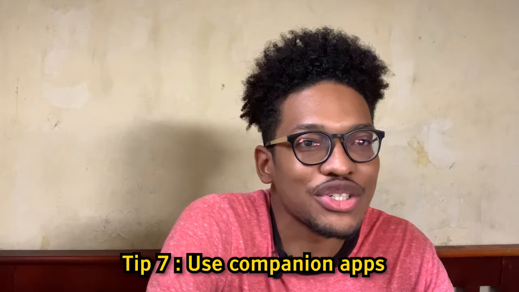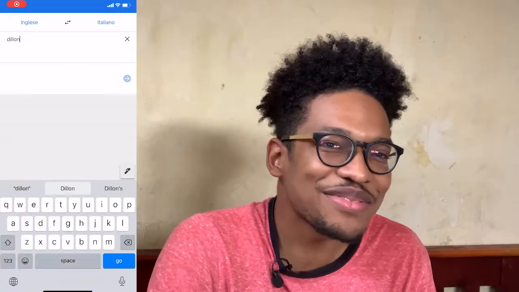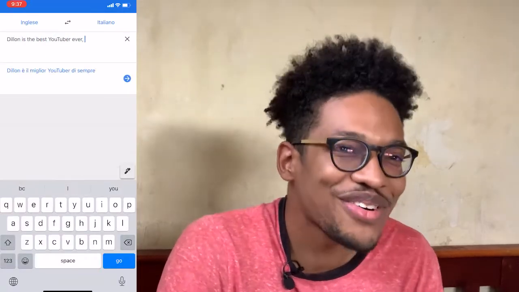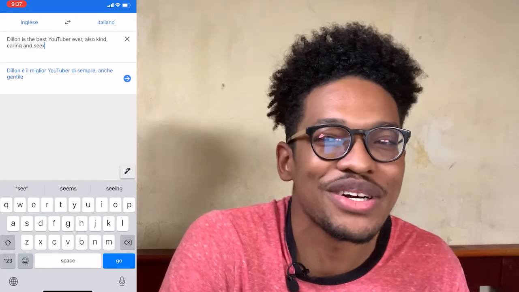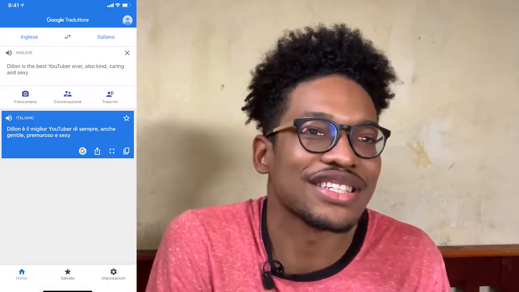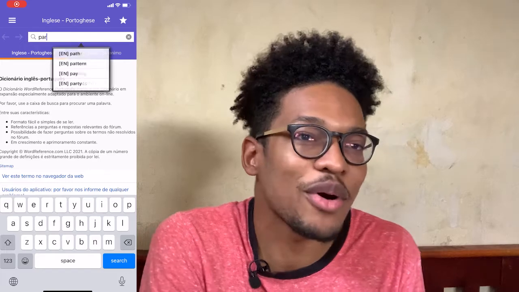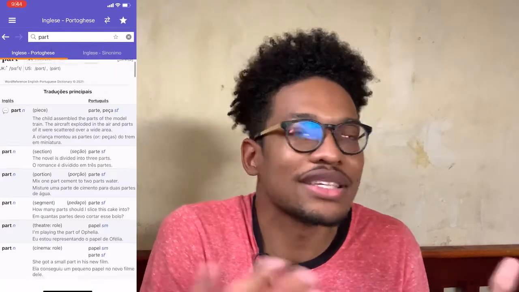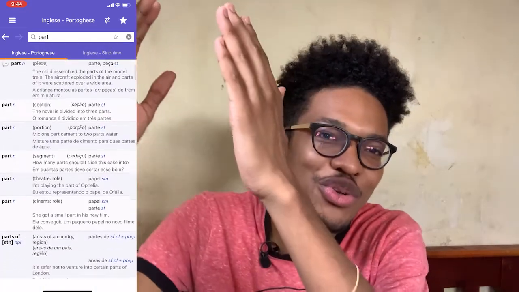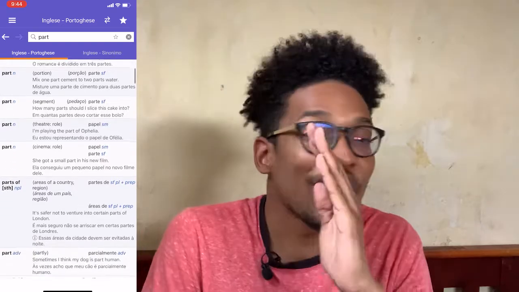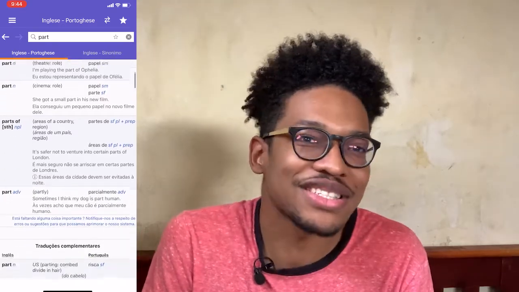Tip 7 is to use an app for the words that you're unsure about. Look them up. I'll give you 2 examples: WordReference and Google Translate. With Google Translate, sometimes people say this is not really correct, but if you need it for an isolated word or something like that, Google Translate is fine. With WordReference, when you type a word in, it's basically a dictionary. It gives you the word with all of its nuances, really great examples, very well cited.